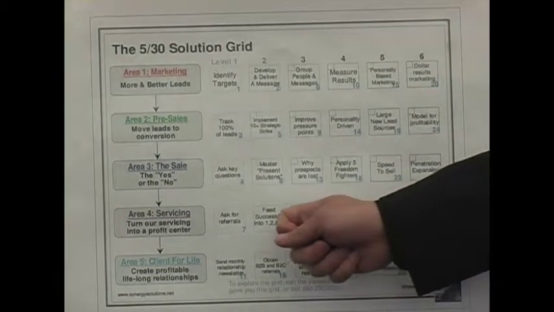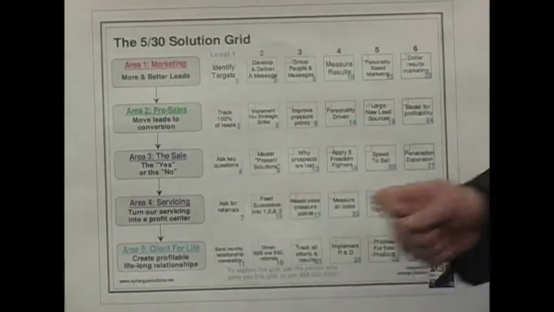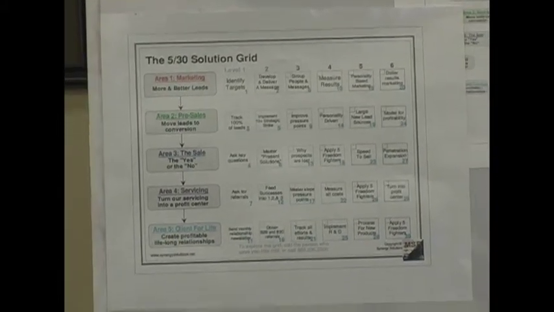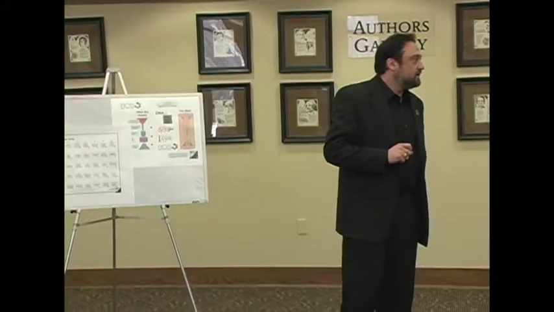But there are more things in the 530 grid that will help you to get greater and better leads. One of the best ones, one of my favorites here, is in Area 4 servicing, box 12. Feed into successes. This is my favorite.